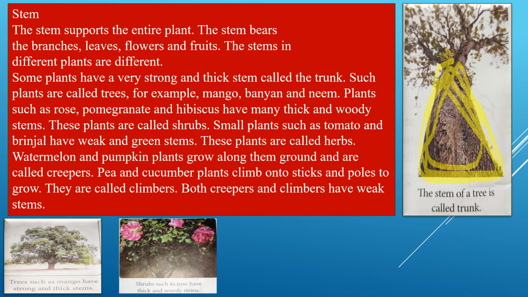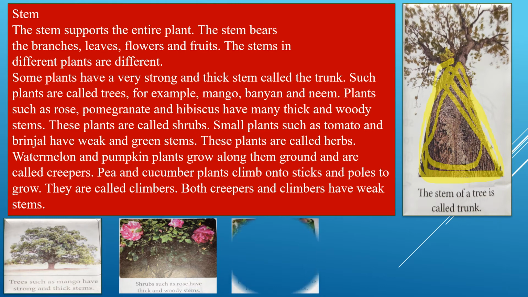So watermelons and pumpkins are called creepers. Pea and cucumber plants climb onto sticks and poles to grow. They are called climbers. So those plants climb on sticks, on high places or trees. These types of plants are called climbers. Both creepers and climbers have weak stems.